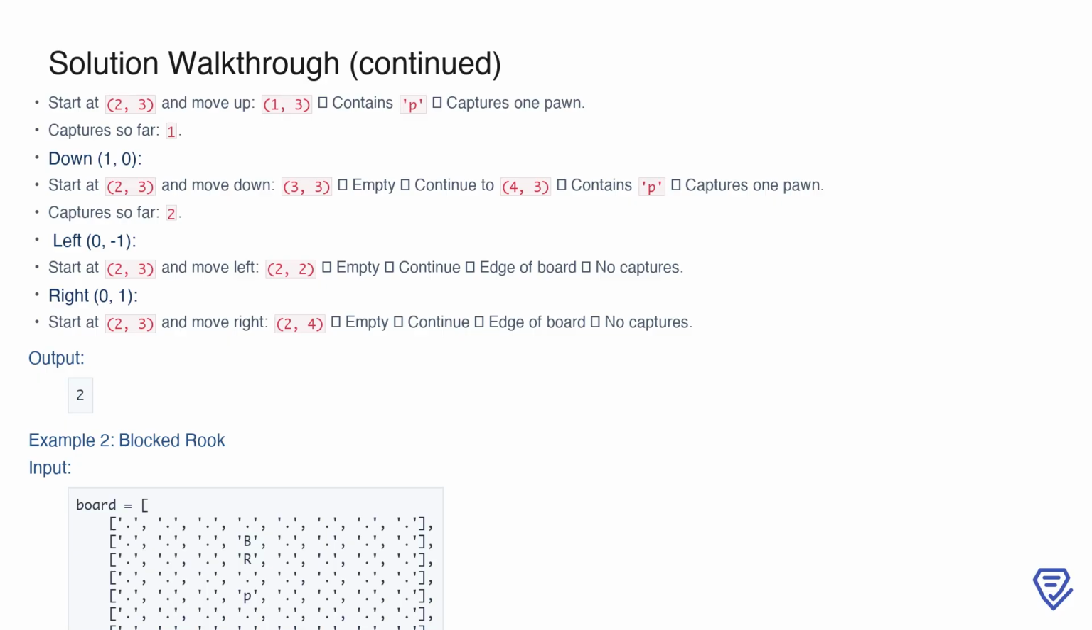Now, for the leftward direction, the rook moves to 2, 2, which is empty, and continues further left until it reaches the edge of the board without encountering any pawns. Therefore, no captures are made in this direction. Finally, in the rightward direction, the rook moves to 2, 4, which is also empty, and continues until the edge of the board, again without finding any pawns. With this analysis complete, the total number of pawns captured in this example is 2.